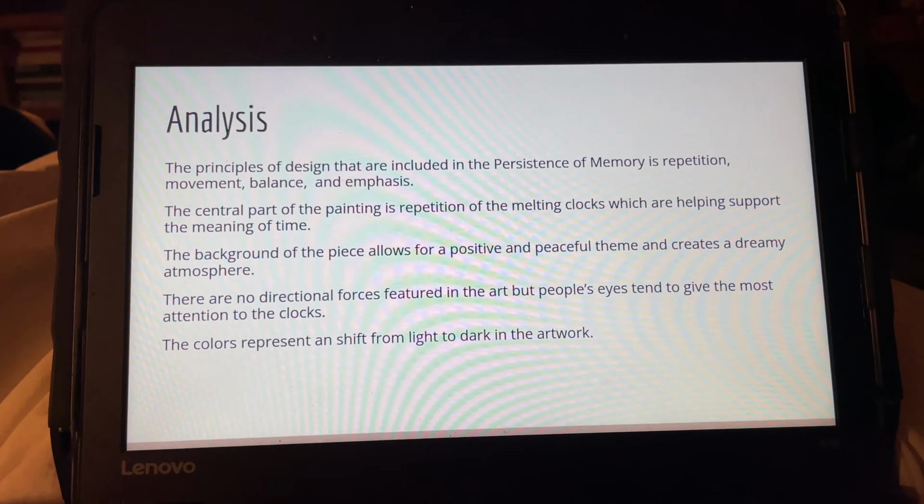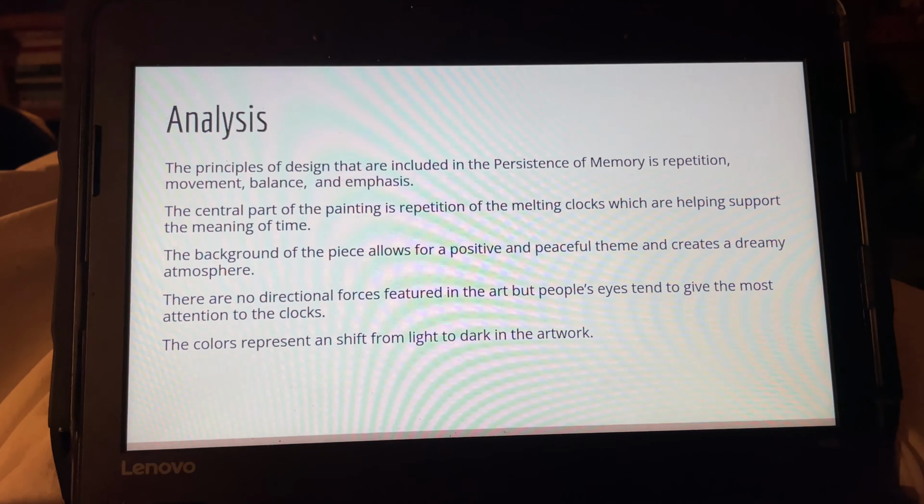And the colors that are represented are a shift from light to dark in the artwork, since the clocks and everything are in the shadows, and then out in the back with the mountains, everything is in the sun, and it gives the look like the sun is rising.